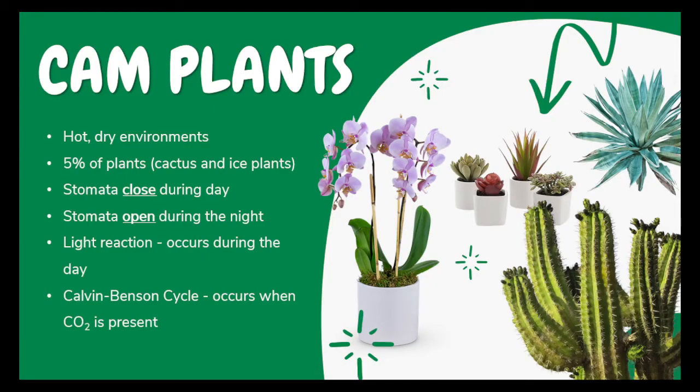And the other one, actually this is my favorite, CAM plants. They are so smart. CAM plants, again, that's crassulacean acid metabolism. These plants can be found in hot and dry environments. That's 5% of the plants all over the world. And some of them, I think you have in your homes if you have plants there. Examples include cactuses, the succulents, and some ice plants.